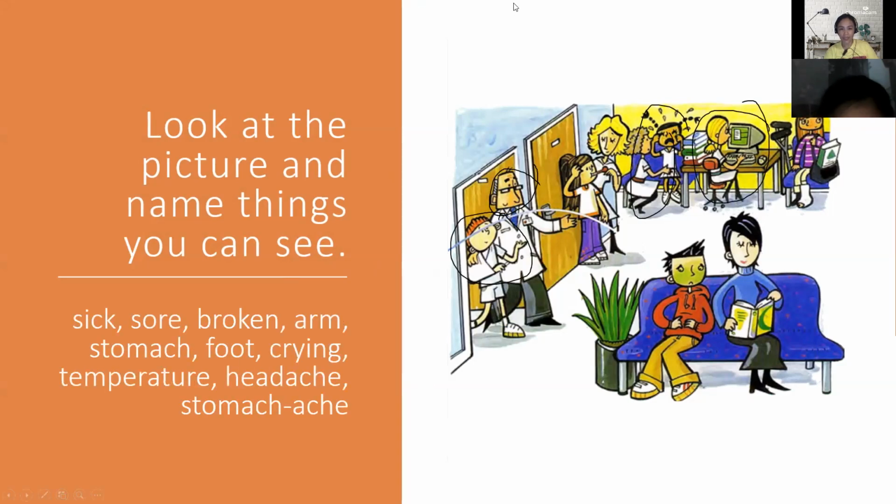They are all sick. Sore. Broken. Can you read it, baby? Sick. Sore. Broken. Arm. Stomach. Foot. Crying. Temperature. Sick and sore are the same. Broken arm. This is the broken arm. Stomach, foot. Where's the foot? Oh, there are many. This one, foot. Crying. Temperature. Headache. Where's the headache? Stomach ache. Maybe this is the headache.